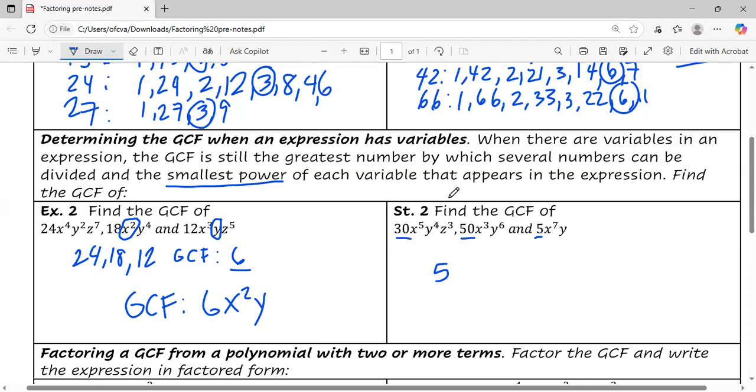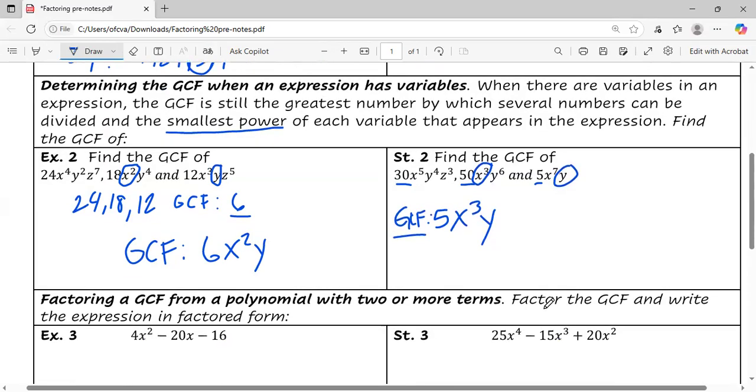So find the smallest x, find the smallest y. Smallest x would be x to the third, and the smallest y would be y to the first. So then you add that to the back of the number you just found, the 5. So 5x to the third, y to the first. That's your GCF. Guys, chicken scratch, you know this by now.